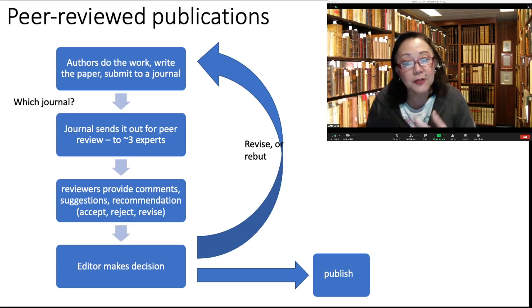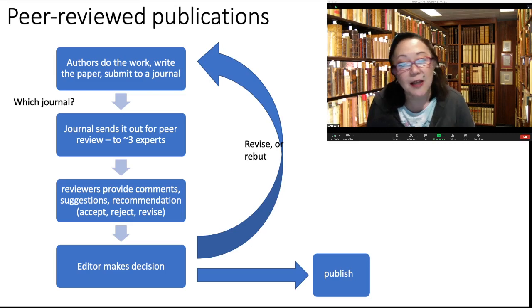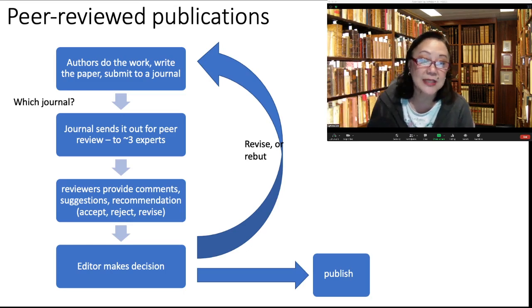And then after the work's done and the paper's written, the paper's submitted to a journal. So the question is, which journal? Well, different journals are for different types of areas. And you can look up on their website what they're interested in publishing, but you can also tell by browsing through the journals. Like these journals behind me, you look through them and you can see what kind of papers are published in them.